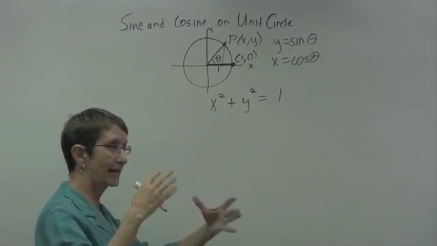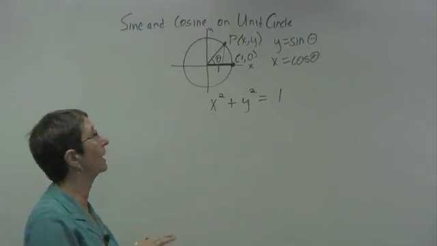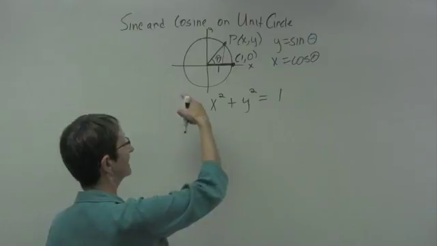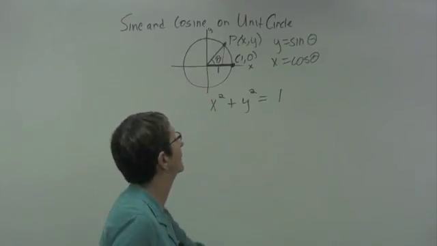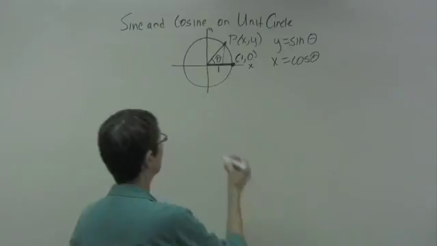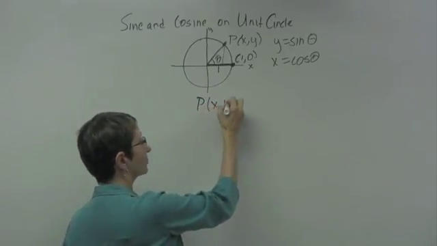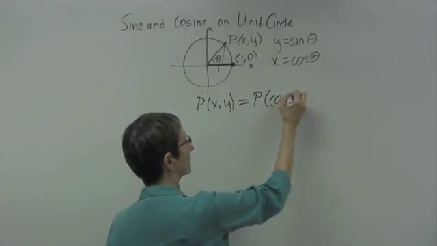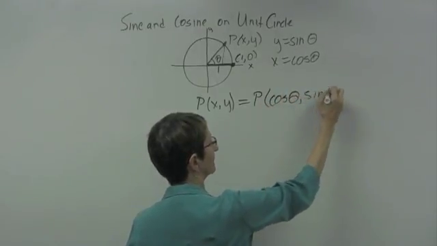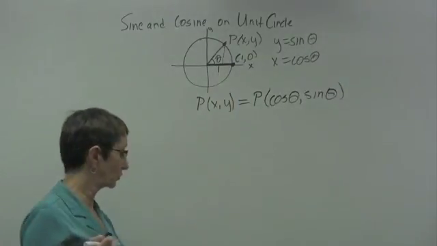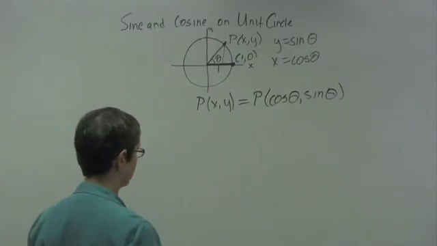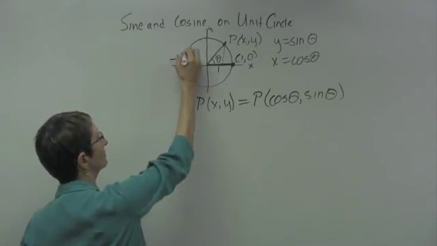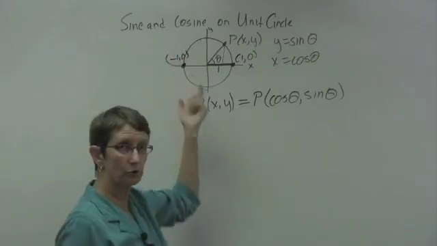Now we can expand that for other circles, but there's more in it than that. And so it is true that my point P, x, y, is exactly equal to P of cosine theta, sine theta, if we're on the unit circle, circle of radius 1. Okay. We also know that over here is the point -1, 0, because it's on the unit circle.